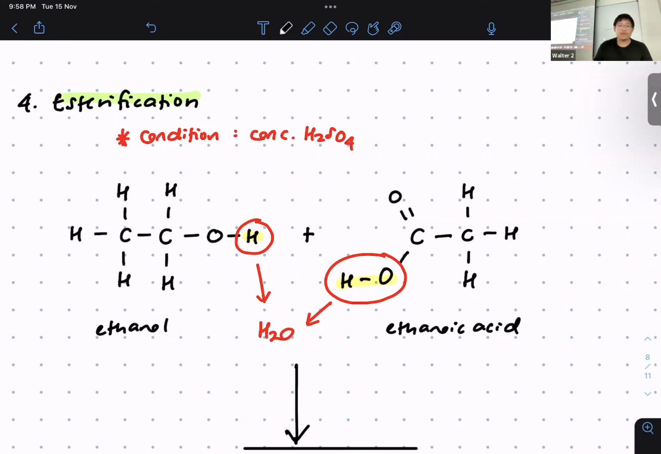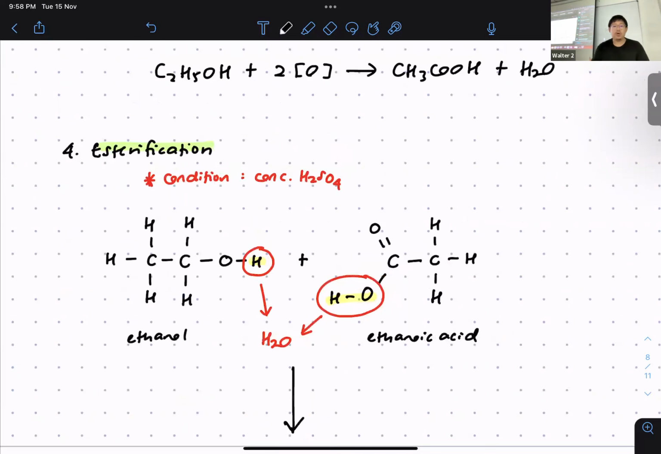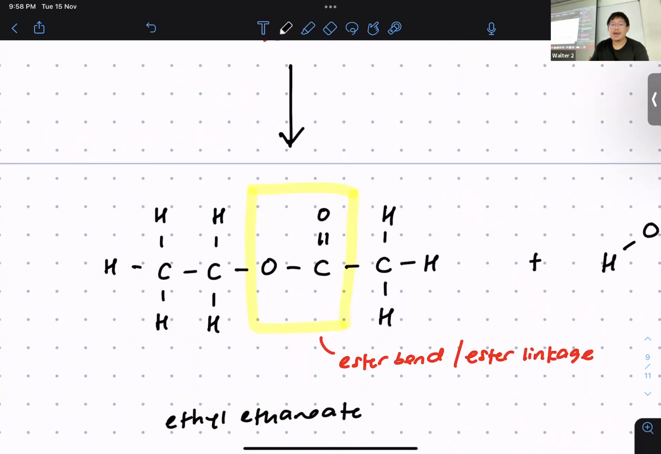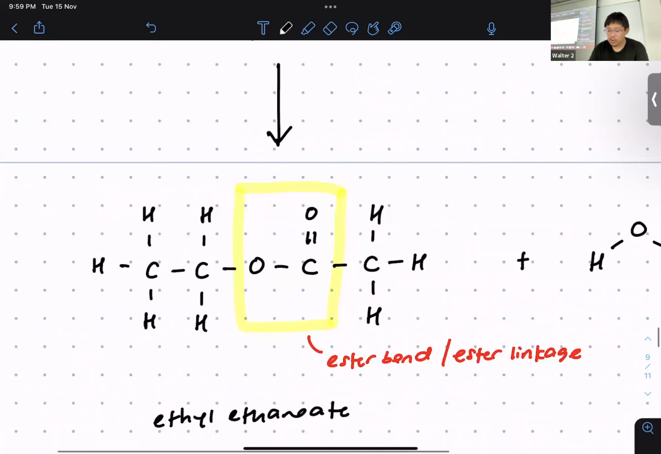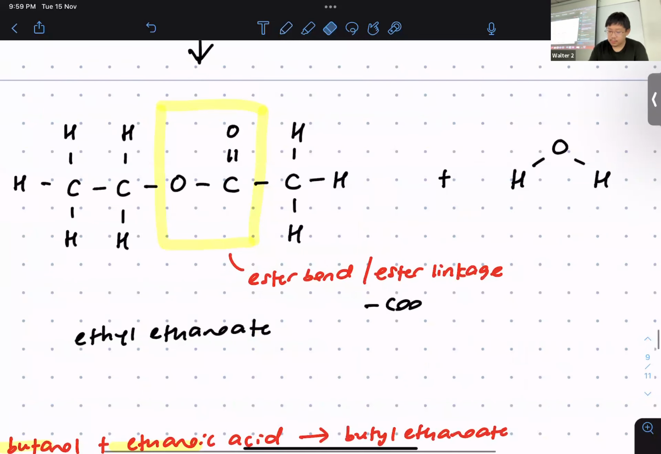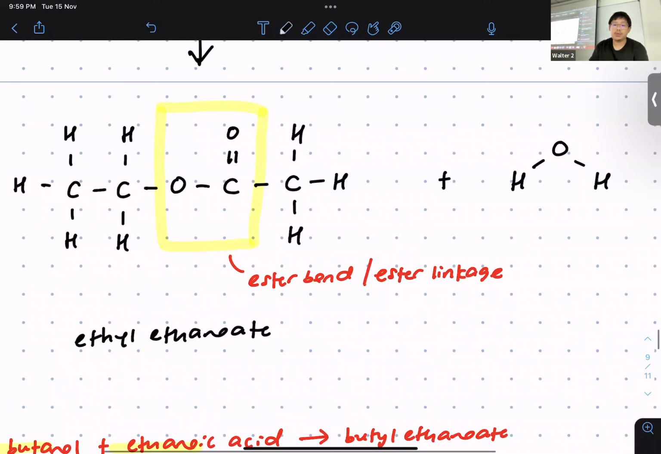And the condition that you need is concentrated sulfuric acid. That's it. Then sometimes they will ask you to identify where the ester linkage or ester bond is. So you need to know how to draw the ester bond or the ester linkage. Very simple, very straightforward. We call this ester linkage the COO. Other than that, nothing else that you need to memorize, as far as I know.